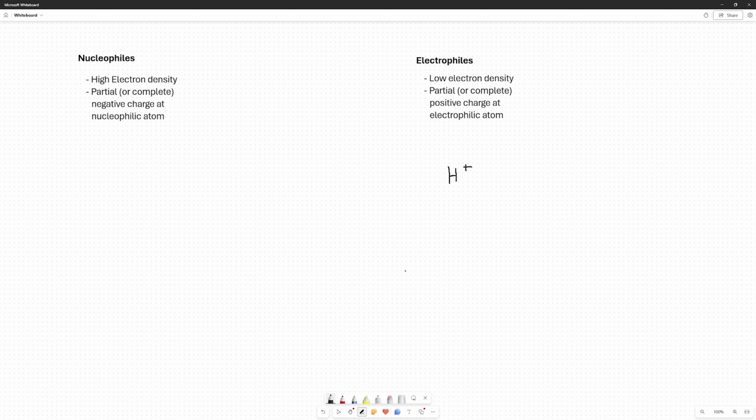Or you could also have a polar bond again, and we can use this example a second time. Propanone is going to be electrophilic at the carbon, because the oxygen is pulling both of the bonded electrons closer to it, and then it's further away from this carbon, which gives it a partial positive charge.